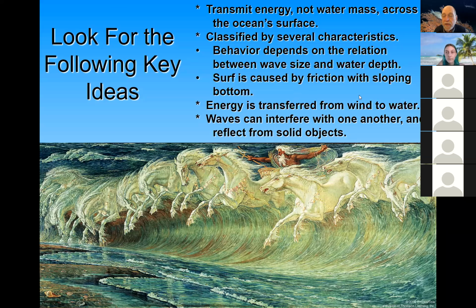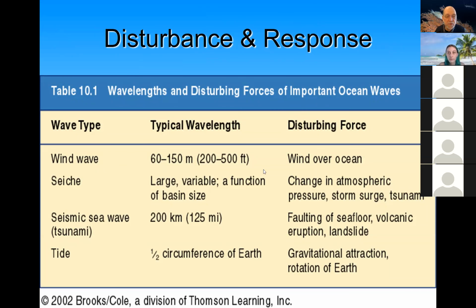We classify waves according to several characteristics: the wave size, the water depth, in particular the water depth in terms of the wave size, and we looked at friction. Most of the waves that we've talked about so far are what we call wind waves. These are waves generated by friction of wind blowing across the ocean. We also classified waves in terms of the wavelength, the distance from peak to peak or from trough to trough of a typical wave. In a wind wave, the wavelength is somewhere between 60 and 150 meters, and the disturbing force, what creates the wave, is wind blowing over the ocean. So we'll talk a little bit about that in a second here.